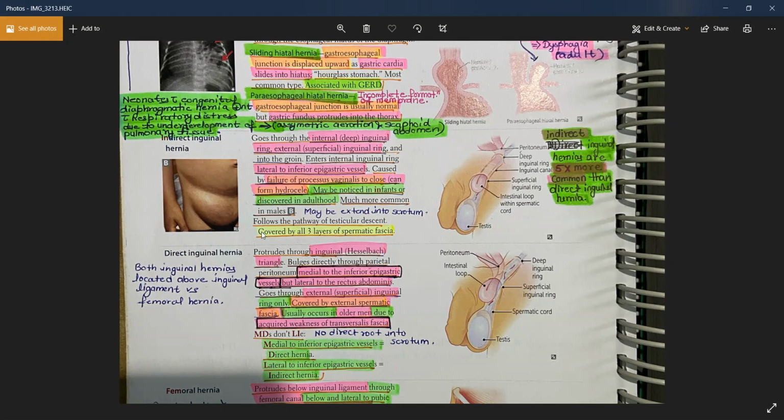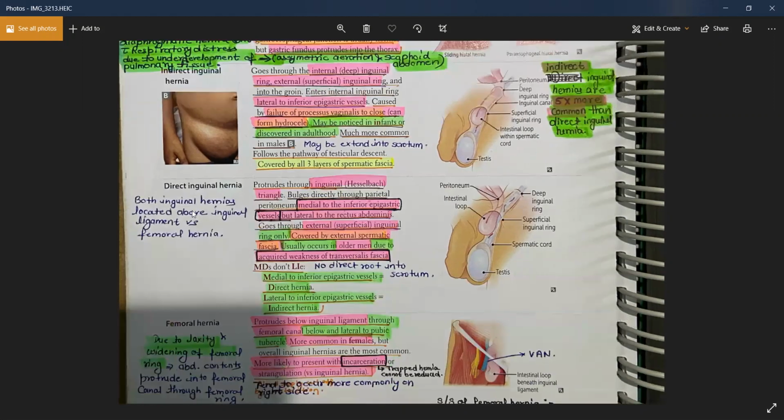Very important. Second are the direct inguinal hernias, and these are the most common types. They are 5 times more common than the indirect inguinal hernias. They happen because of a laxity, a weakness in the anterior abdominal wall, and there is a triangle known as the Hesselbach triangle.